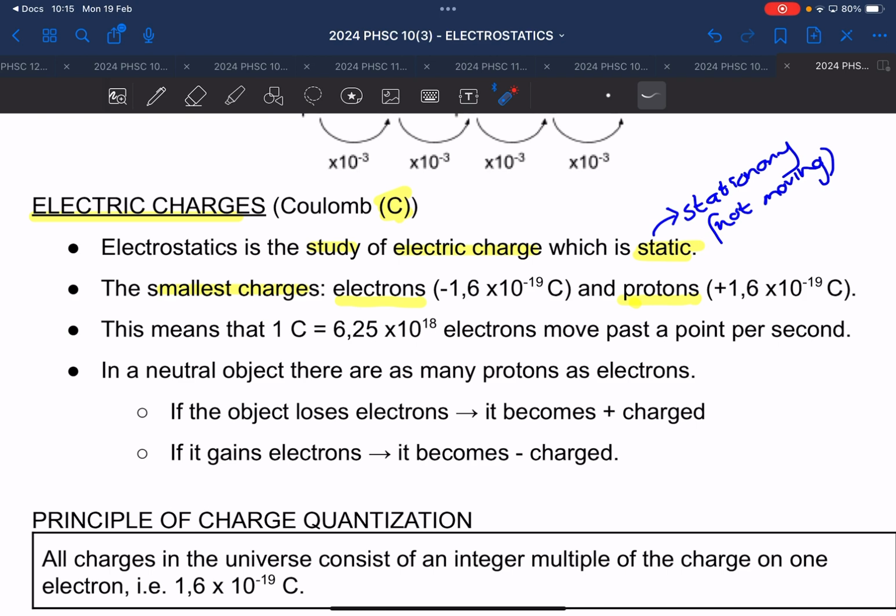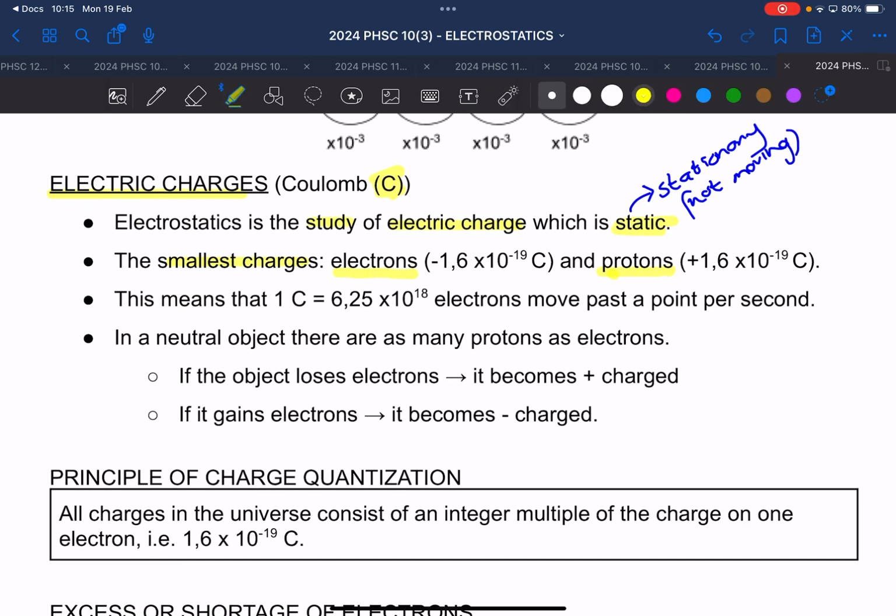Then, something that you did in grade 8: when we have a neutral object, it means there are as many protons as electrons. They have an equal amount of protons and electrons, right? When we say an object is neutral, it doesn't mean it has no electrons or protons. If it has no electrons and protons, it does not exist. It's nothing. So a neutral object has electrons and protons, just an equal number of them. So neutral means the number of electrons is equal to the number of protons.